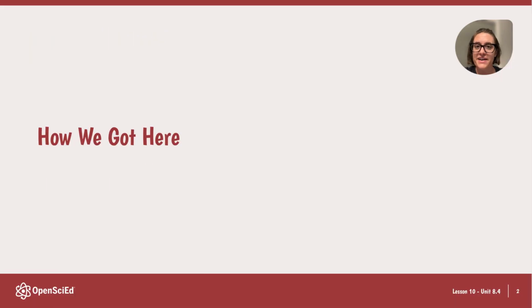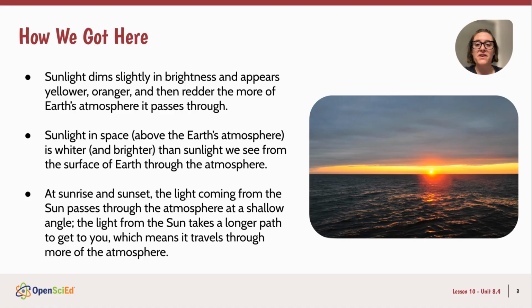So how did we get here? In the previous lesson, we figured out that during sunrise and sunset, the sun gets dimmer in brightness and the color seems to shift from yellow to orange to red. And we believe that's because the amount of atmosphere it passes through is causing this change.